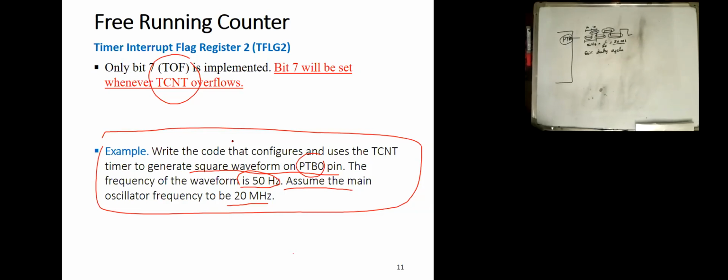So how to do that? We need to configure the timer such that it overflows after 10 milliseconds. So when it overflows, we change the state of this pin.